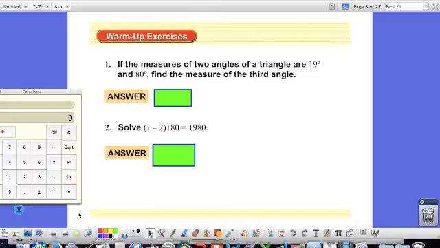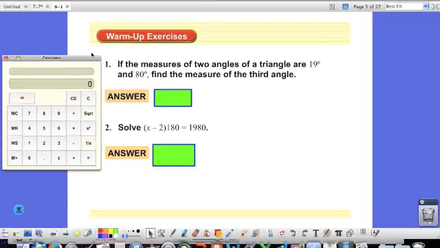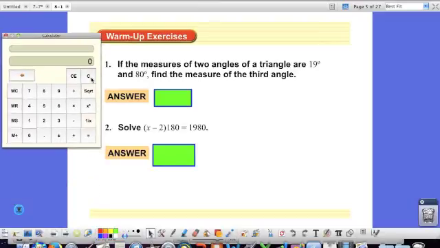If the measures of two angles of a triangle are 19 and 80, find the measure of the third angle. Well, we always start at 180, subtract 80, subtract 19. I obviously messed that up. 100 minus 19 is 81 degrees.